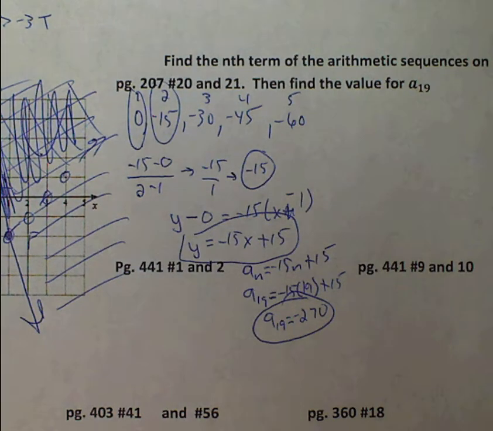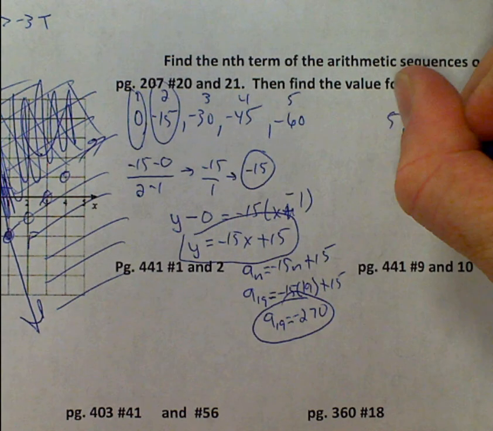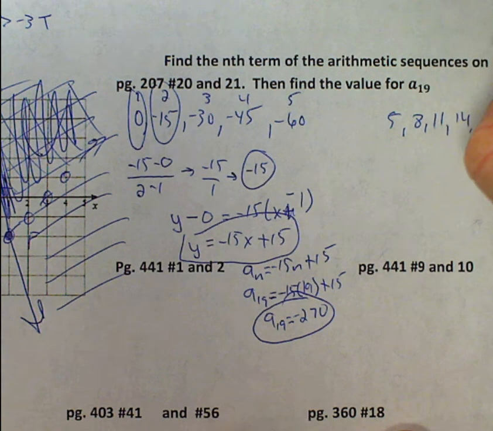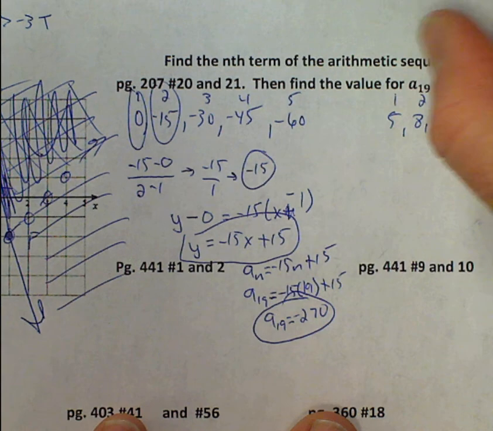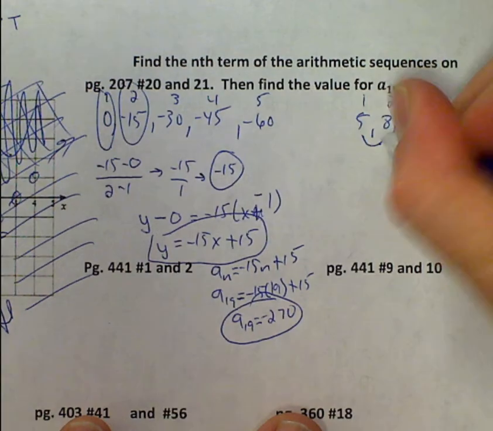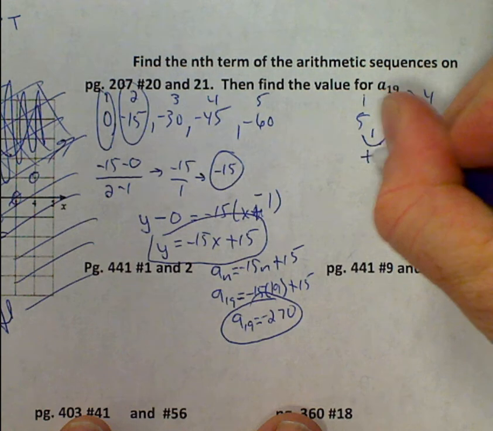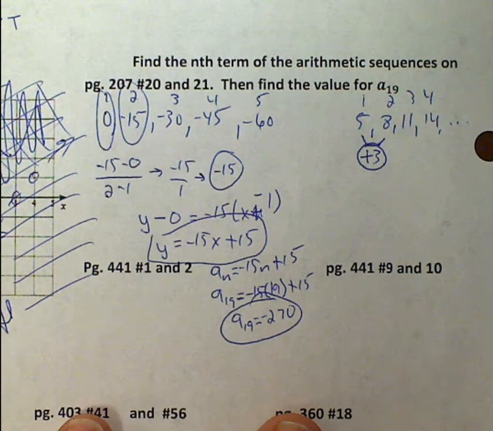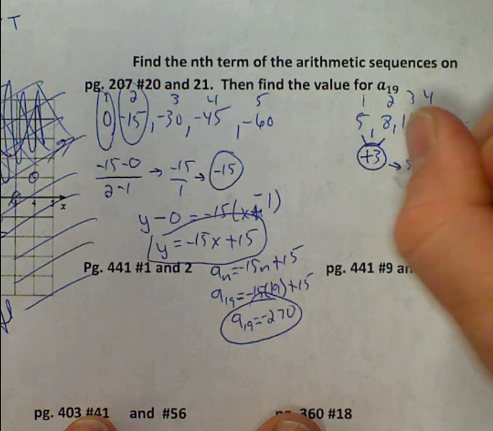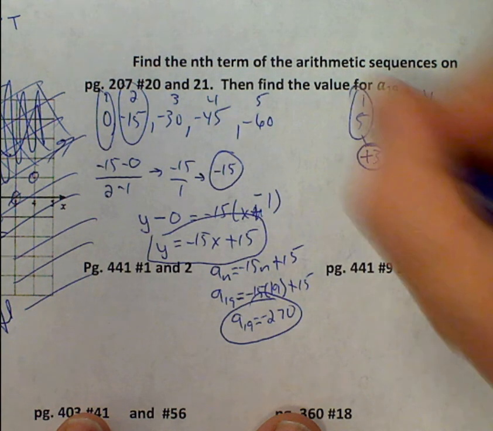Number 21, I have 5, 8, 11, 14. First term, second, third, fourth term. So I'm going to take a shortcut. If I know that this is +3, this becomes my slope, and here is my point.